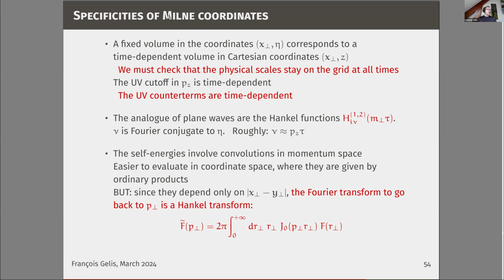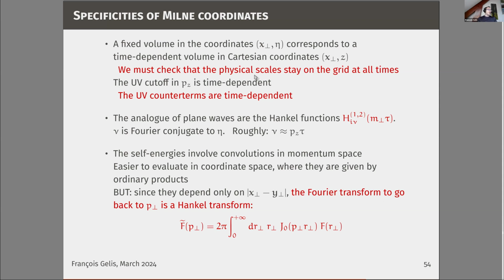The fact that we use the Milne coordinates, so proper time and rapidity, brings a few complications. One of them is that if you discretize in this coordinate, so it means you're going to consider a fixed volume in x transverse and eta, it corresponds to a time-dependent volume in the z coordinate. Because a fixed value of eta corresponds to a z which increases with time. So this means that in particular, the lattice spacing, when expressed in physical units, in say meters, in the z direction, will be stretched with time, and then there will be a time beyond which you will not have sufficient resolution in z to describe the physical scales of the problem.